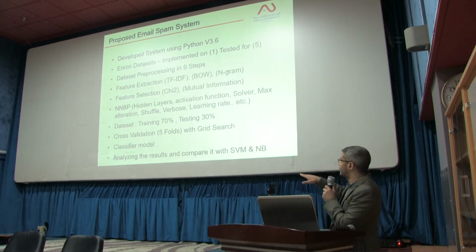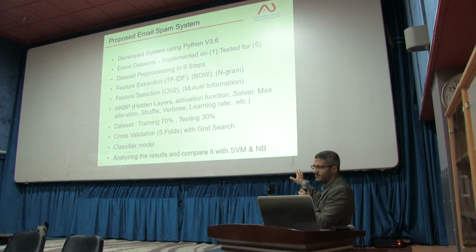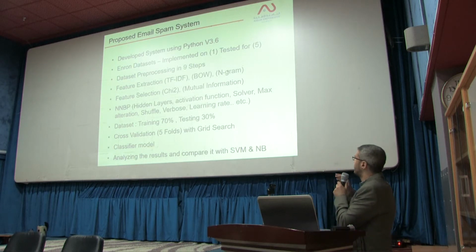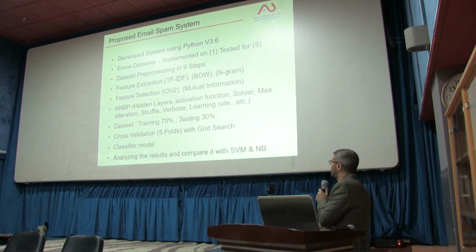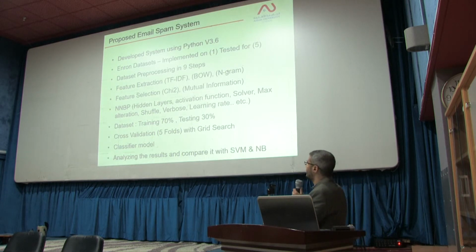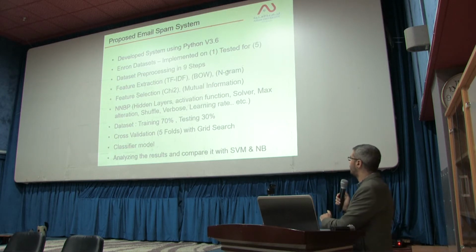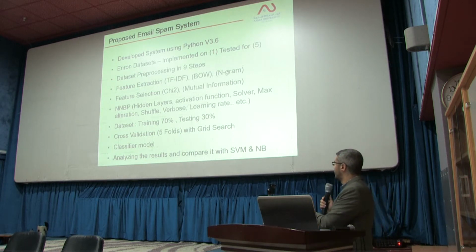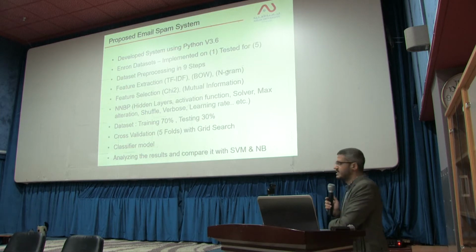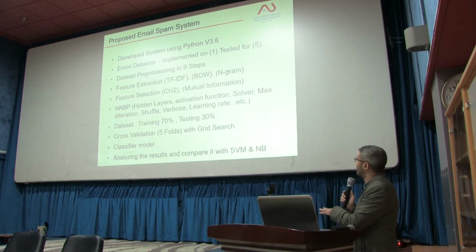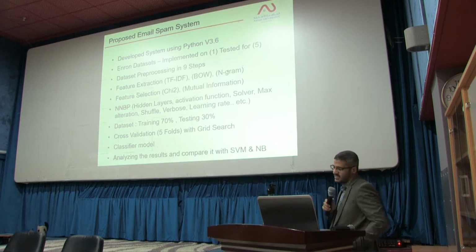We have implemented neural network backpropagation with different parameters, and we'll come to it later. The data set is distributed into 2 subsets. Training will be 70% for the classifiers, and testing will be 30%. Cross-validation has been implemented with 5 folds, combined with the grid search. A classifier model has been saved for future use. We analyze the result and compare it with SVM and naive Bayes.